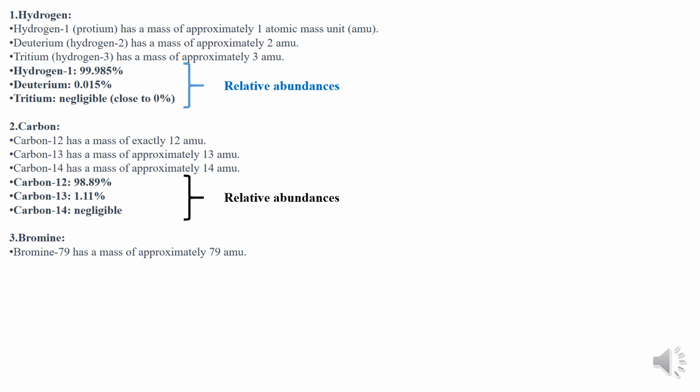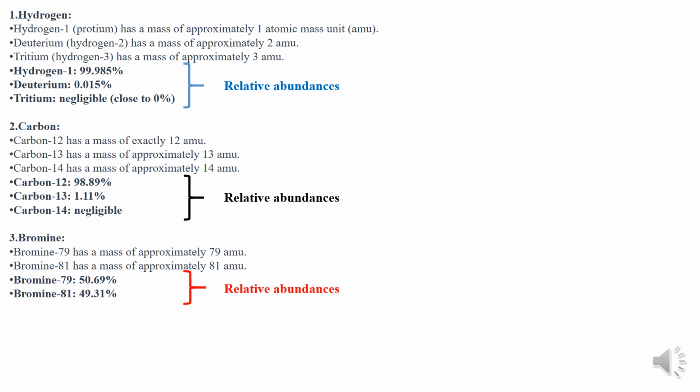And talking about bromine, the bromine-79 isotope has a mass of approximately 79 atomic mass units. The bromine-81 isotope has a mass of approximately 81 atomic mass units. And the relative abundance of Br 79 and 81 is almost equal. Br 79 is around 50.69%, while Br 81 accounts for nearly 49.31%.